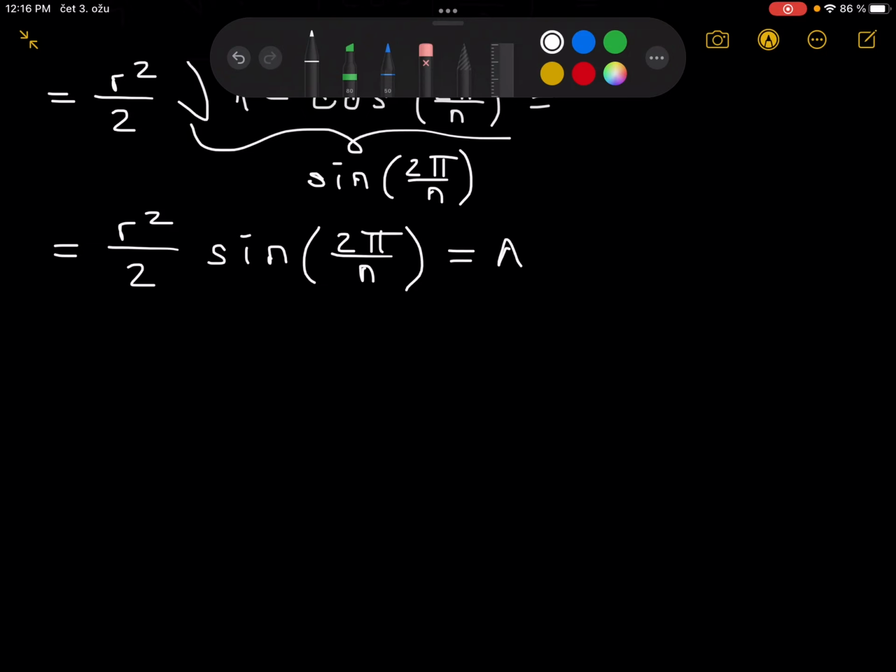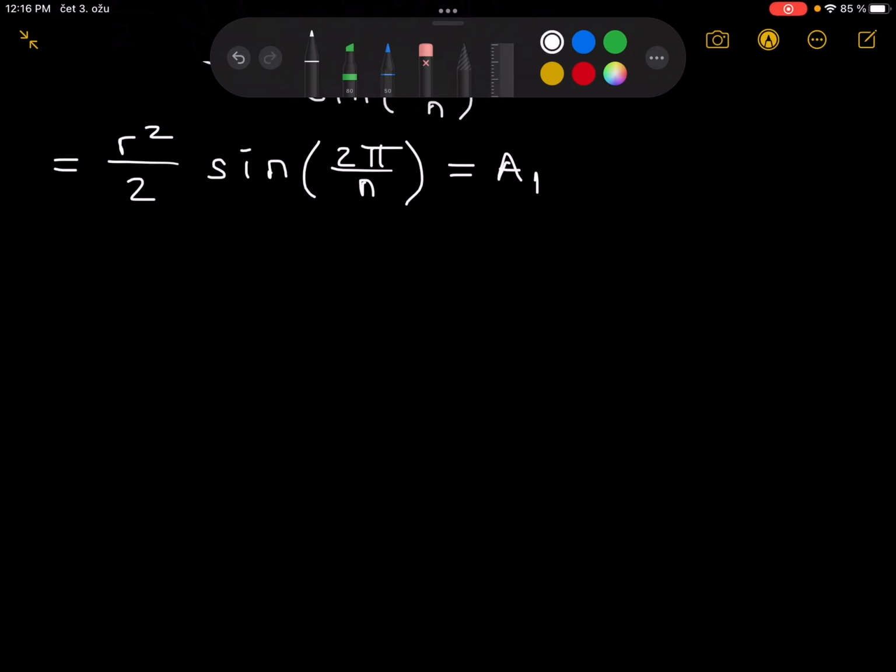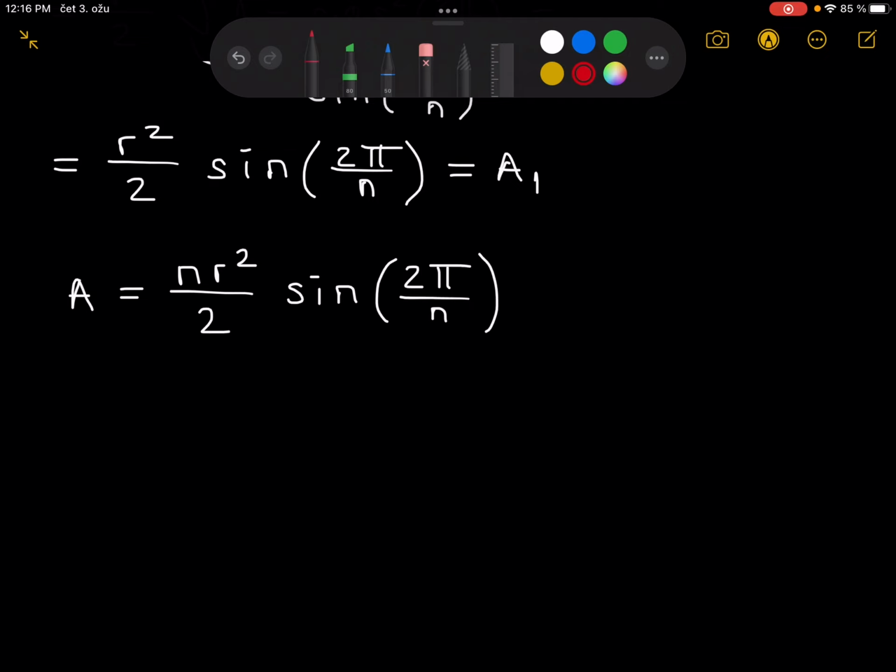And remember, this is A1. Once we multiply everything by n, since we know that we've got n equal triangles, we'll get that the area of the entire polygon must be equal to n r squared over 2 times the sine of 2 pi over n. And this is the second part of our final answer to the given problem.